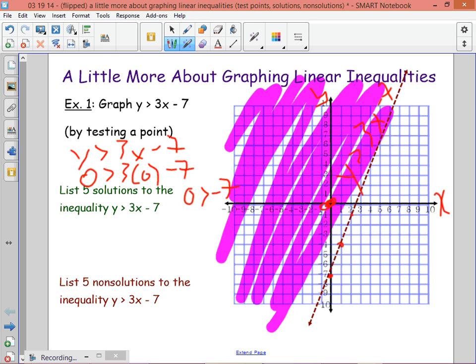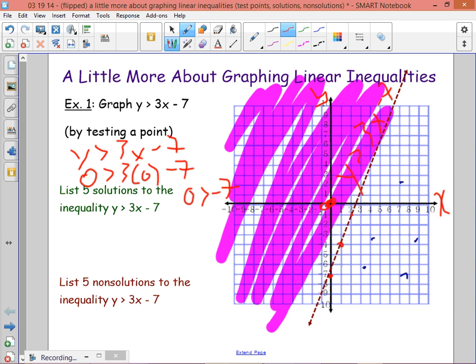Just so everybody is clear, where we find our solutions is on this side right here that is shaded in. So all I need to do is pick 5 different points. Here's one right here, here's one right here, here's one right here, here's one right here. Pick any 5 points from this side, and those are solutions. Likewise, to pick 5 non-solutions, any 5 points that are on this side of my line will be non-solutions.